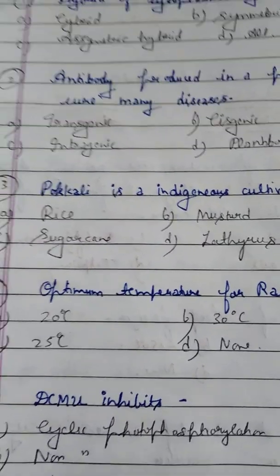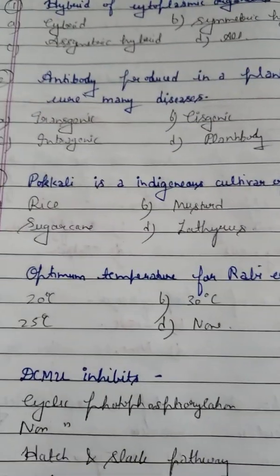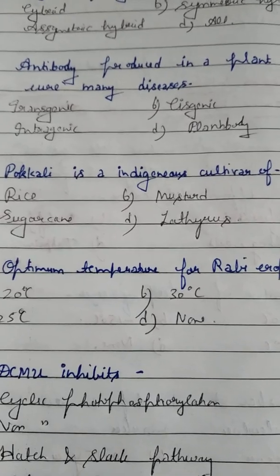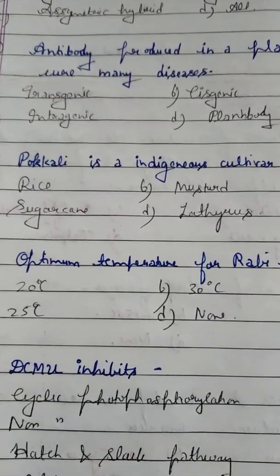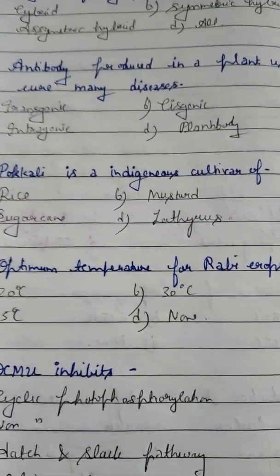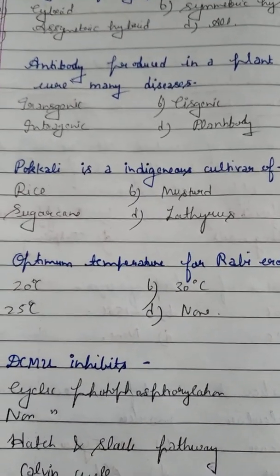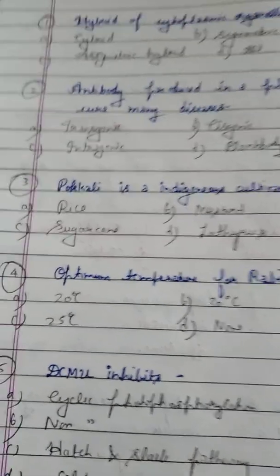Students, question number 2. An antibody produced in plants is used to cure many diseases. You have to tell what this antibody is known as, which is produced in plants and used to cure many diseases. Option A, transgenic. Option B, cisgenic. Option C, intragenic. Option D, plantibody. So students, I am telling you all the options.